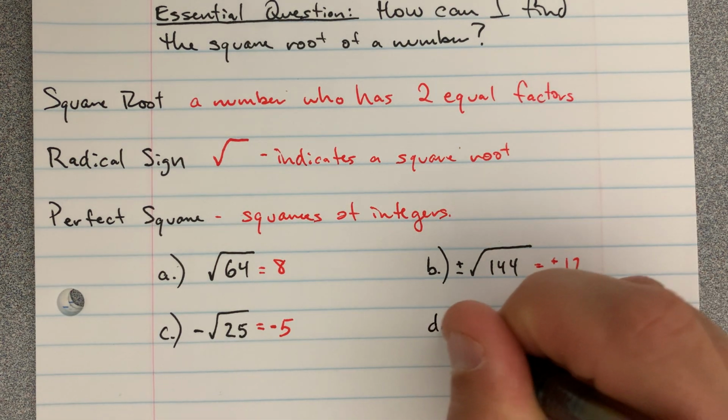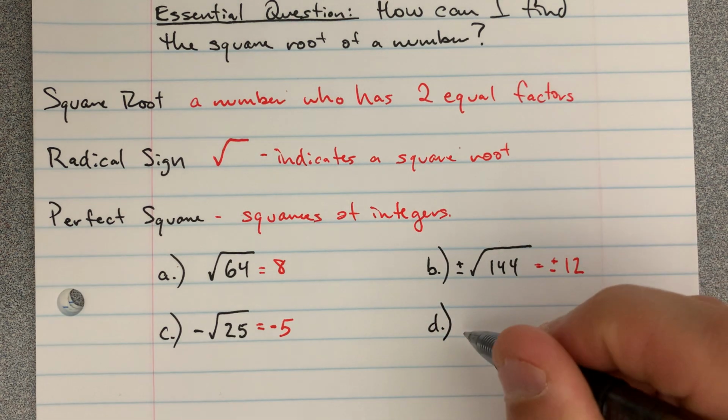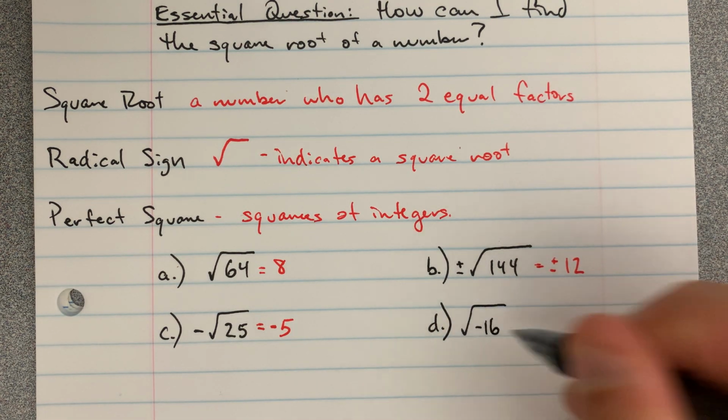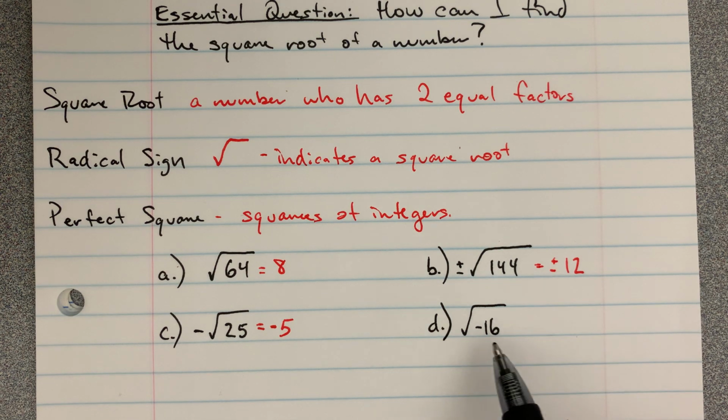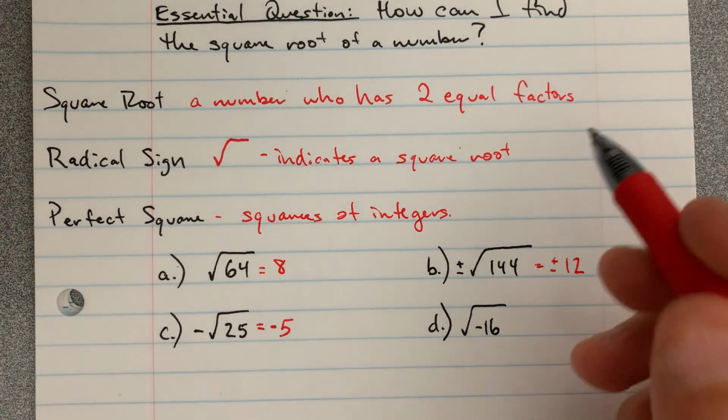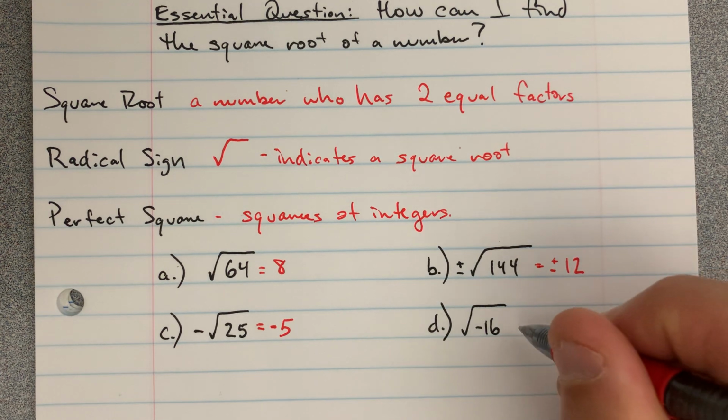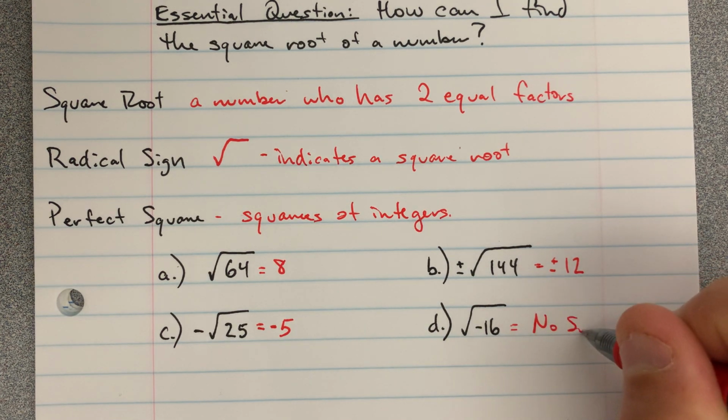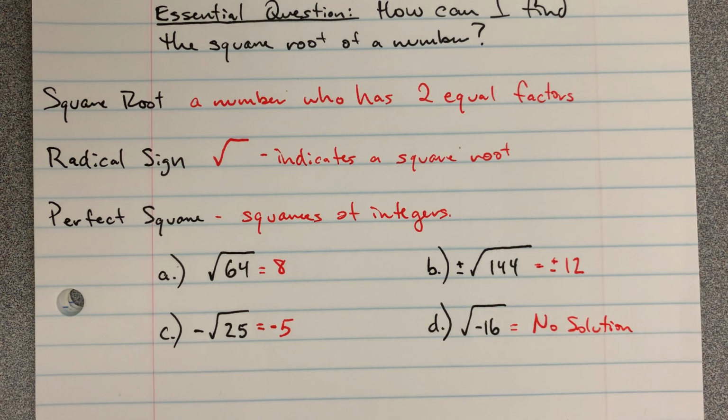If they give you a radical sign with a negative inside of it, you can't do that. There is no number multiplied by itself equals negative 16, because 4 times 4 equals positive 16, and negative 4 times negative 4 equals positive 16. It has to be the same factor. So you have to say no solution here. You can't say, well, 4 and negative 4 multiplied together. Well, yeah, no joke, but that's not following the definition of a square root.